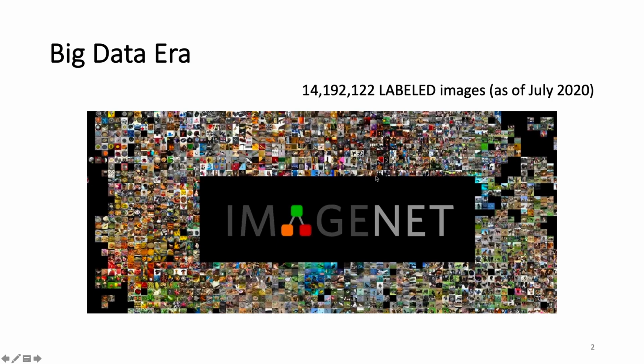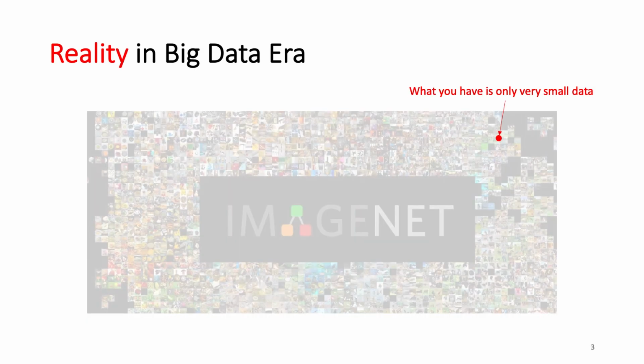Everybody says we live in the big data era these days, and a very representative dataset is ImageNet, which has more than 14 million labeled images. So everybody knows this dataset. However, when we are dealing with our real tasks, maybe we are facing the challenge of small data, that we only have a small amount of data.